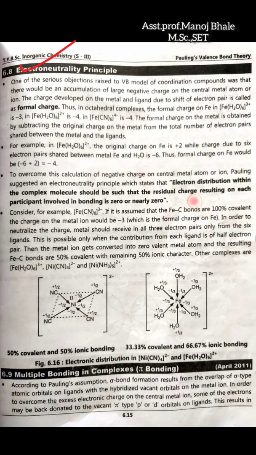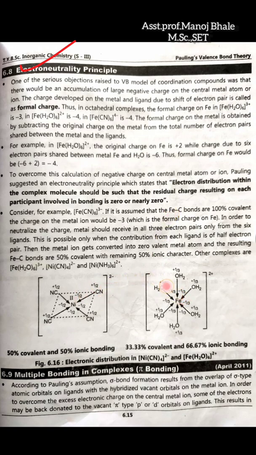So the electron distribution in the complex should be such that the residual charge on each participant involved in the bonding is 0 or nearly 0. That means we have to do the electron distribution so that the overall charge comes out 0. So that is about the electron distribution.